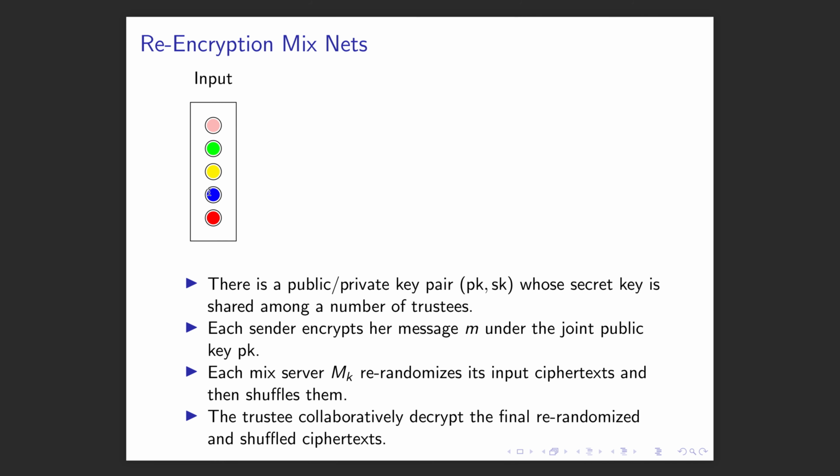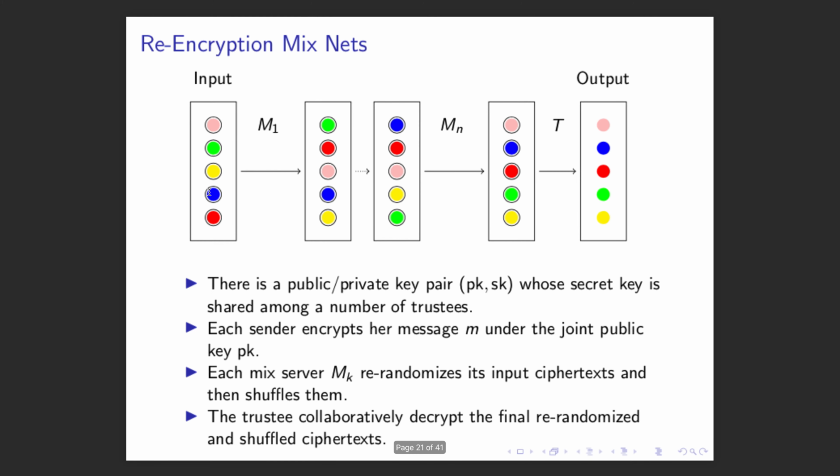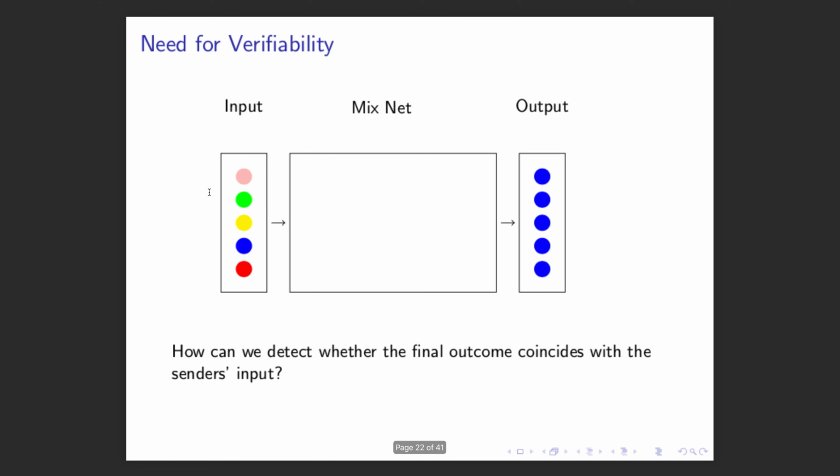Okay, so in a re-encryption mix net, we're going to use a homomorphic scheme where it's possible to re-randomize the ciphertexts. So now we need a public and a secret key pair, which is shared among all of the mix servers, all of the trustees. And each sender is going to encrypt their message under the joint public key. Then each mix server in turn is going to randomize and shuffle the ciphertexts. And then finally, there's going to be a collective decryption at the end. So, re-encrypt, permute, re-encrypt, permute, re-encrypt, permute, and then finally the output is going to come out.